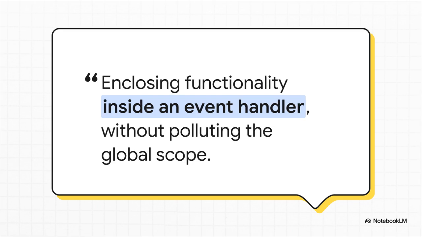Another massive one is in event handling. Let's say you've got a button, and you want to keep track of how many times it's been clicked. With a closure, you can create a counter variable that is totally private to that button's click handler. It keeps the state all nice and contained and avoids throwing extra variables into the global scope, where they can cause all sorts of problems.